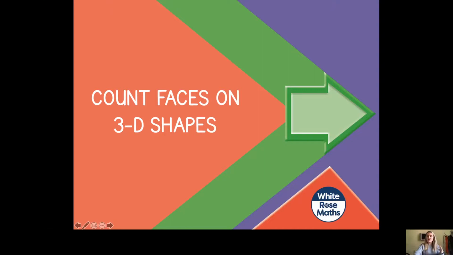Now in our maths lesson yesterday, we moved on from 2D shapes, didn't we? And we started looking at 3D shapes, three-dimensional shapes. Now today we're going to be carrying on looking at 3D shapes by counting the number of faces that each of these shapes have. Now before we start counting the number of faces that these shapes have, let's warm up our brains with our flashback.